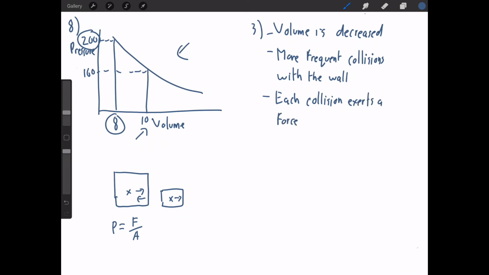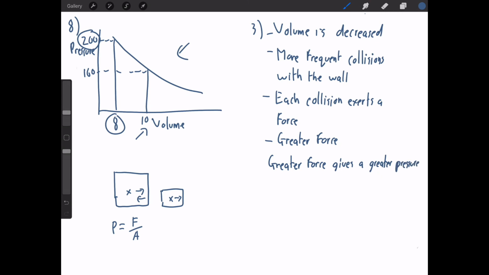And if I'm having more collisions, I'm going to have a greater force because I'm having more collisions per second. And of course, a greater force gives a greater pressure.